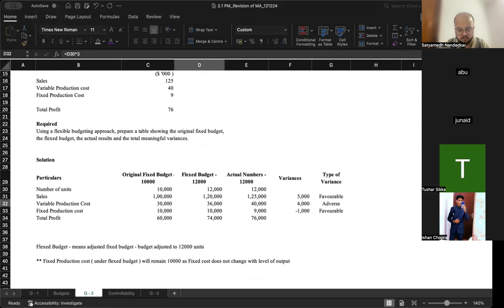So the fixed production cost will be same for the flexible budget also, right, sir? Yes. Okay. Just have a look at it before we move on to the next one.